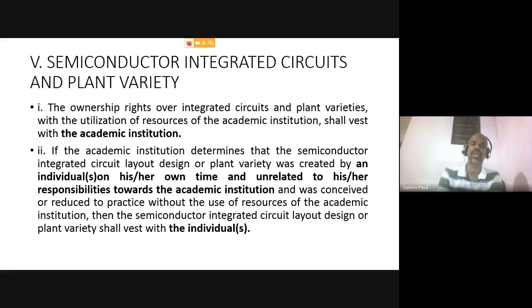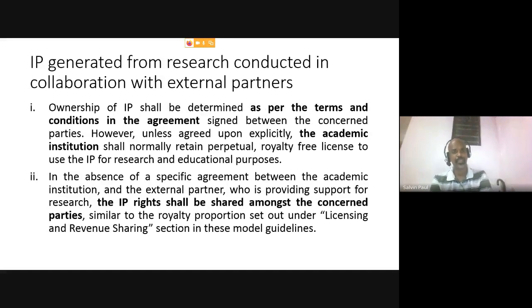The academic institution has the primary ownership of any kind of semiconductor integrated circuits, and plant varieties also, provided the academic institution provides all the platform and resources, etc. This is a very complex issue because many times research and innovation engage multiple actors. I told you that industrial application is a very important thing. So royalty is a question, licensing is a question, etc.